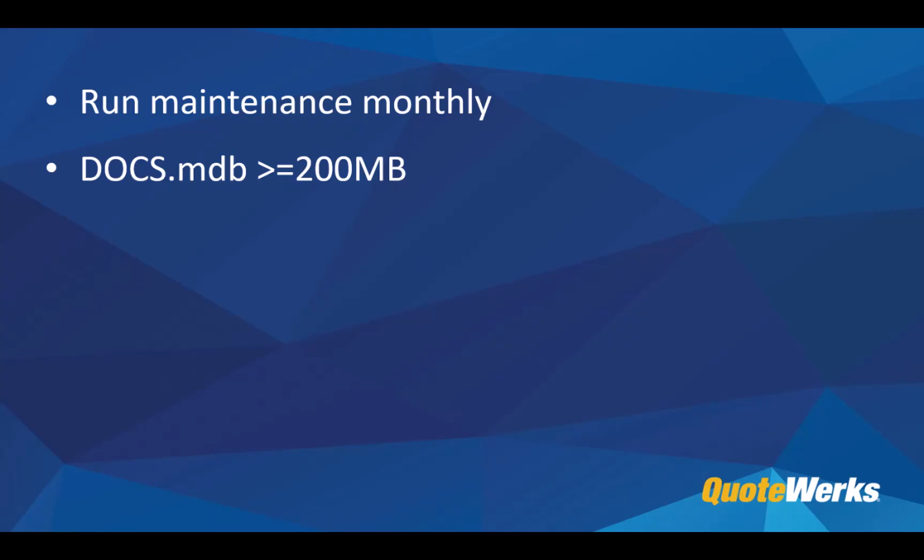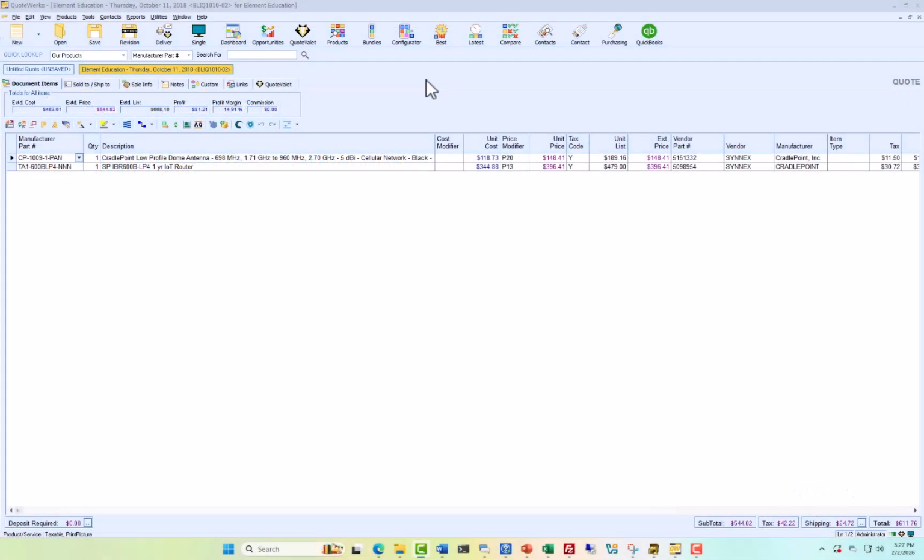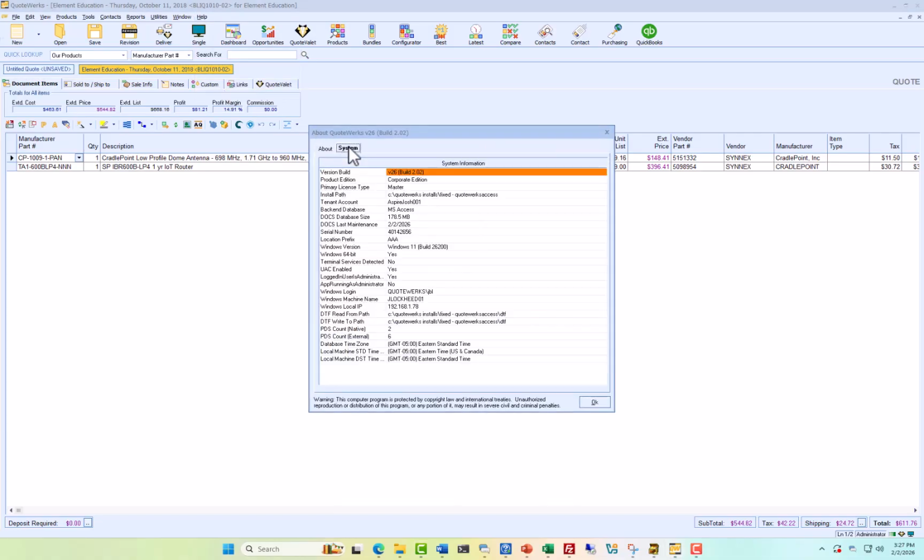In order to run maintenance, you will want to utilize the QuoteWerks Medic utility. This utility is stored in the QuoteWerks folder. To run maintenance on your docs.mdb file, start by ensuring no one is running QuoteWerks and navigating to your QuoteWerks folder. A quick shortcut to get to this folder is to navigate to Help, then About, then System. Next to the install path, you will see a path that leads to your QuoteWerks folder. To open this folder, click on the install path.